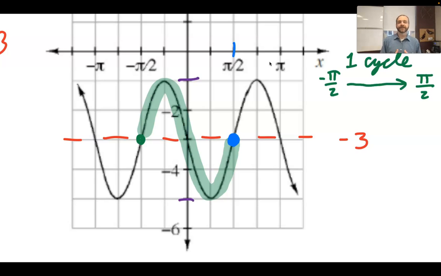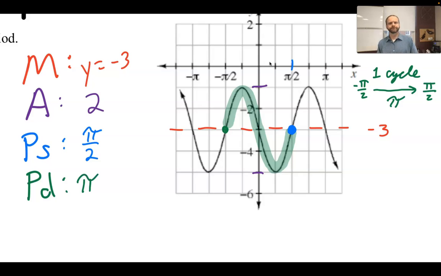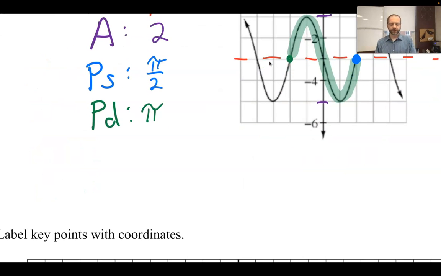So what's that distance from negative pi halves to pi halves? That distance is 1 pi. So that is going to be my period, 1 pi. That doesn't mean b is pi. That means your period is pi. We use 2 pi over b equals pi. That is how we're going to have to find b. So b is going to be the part that's a little trickier.